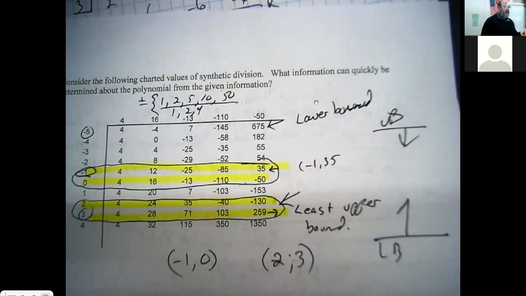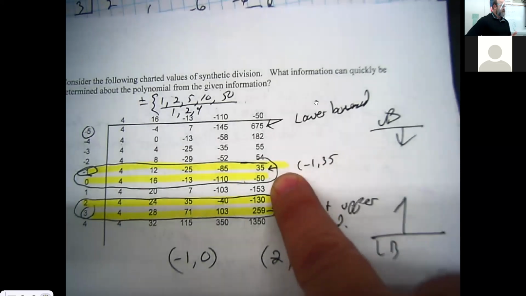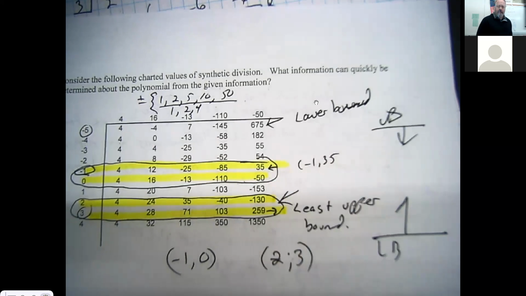Because there had to be a root in there because it went from negative to positive, didn't it? And we know polynomials are smooth and continuous. They're nice graphs, so it can't go from positive to negative unless it actually crossed through the axis, right? Well, we have a fancy word for that in math, and that phrase is called the intermediate value theorem.